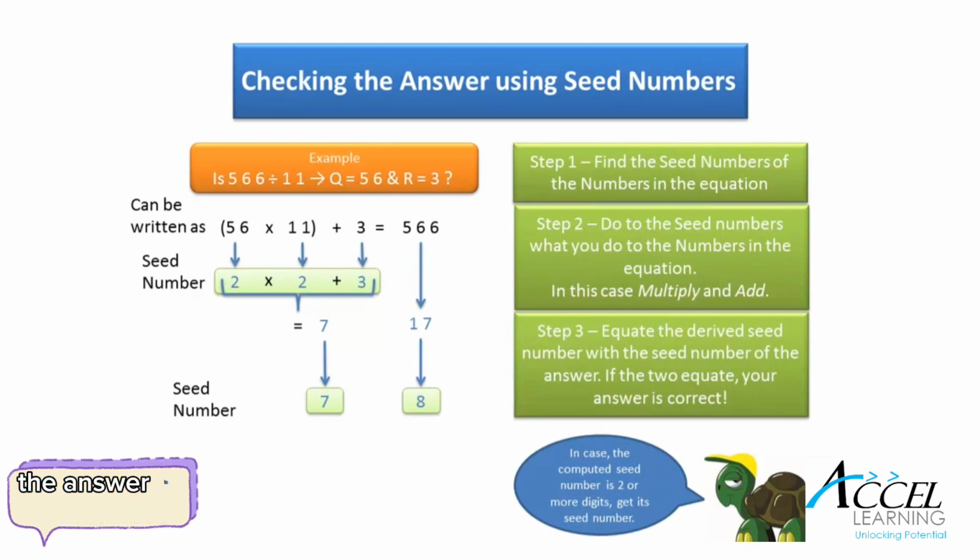Therefore, the answer is not correct because 7 is not equal to 8. So, 566 divided by 11 is not equal to 56 remainder 3.